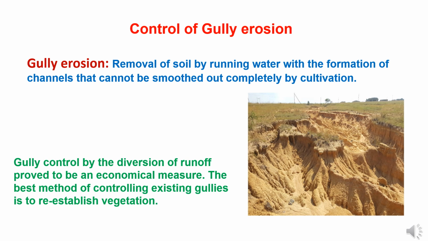Gully control by the diversion of runoff is proved to be an economical measure. The best method of controlling existing gullies is to re-establish vegetation. So for the control, we have to divert the runoff flow and go for revegetation.